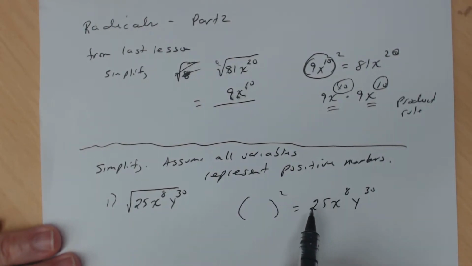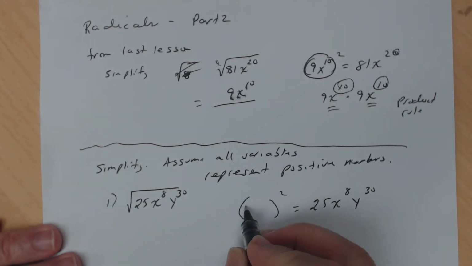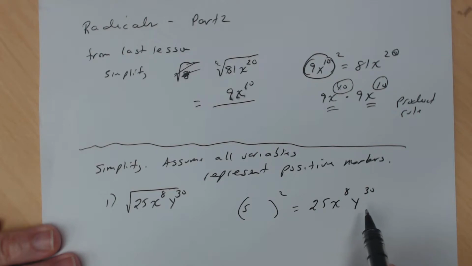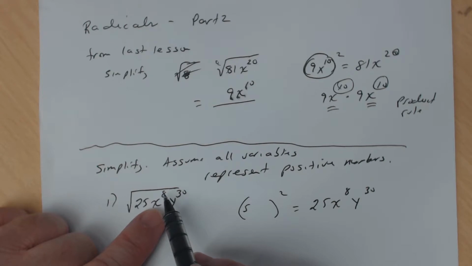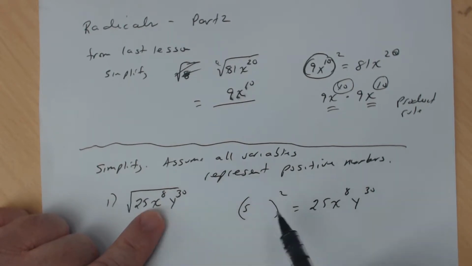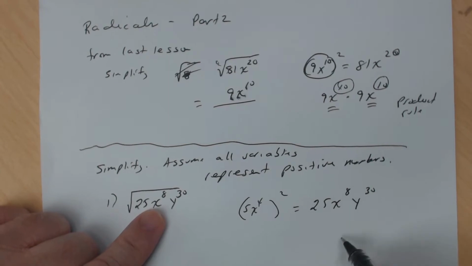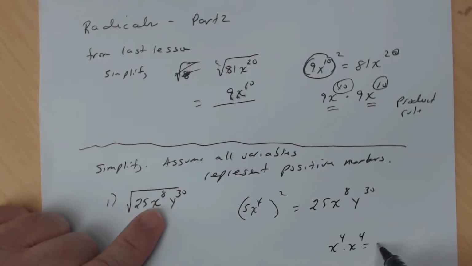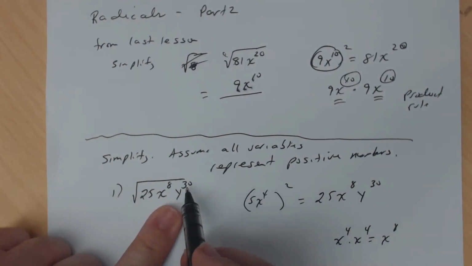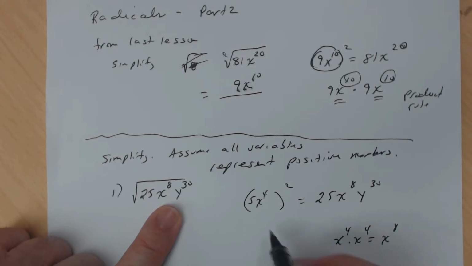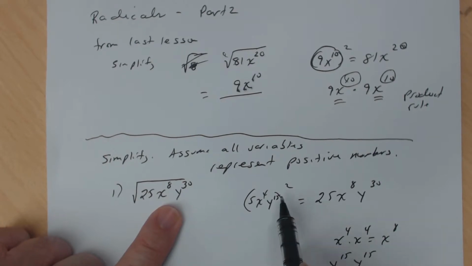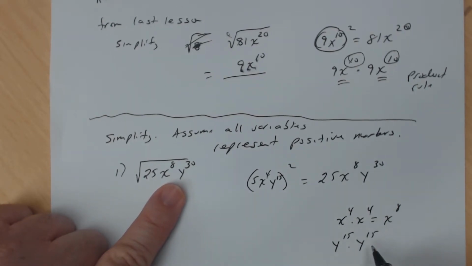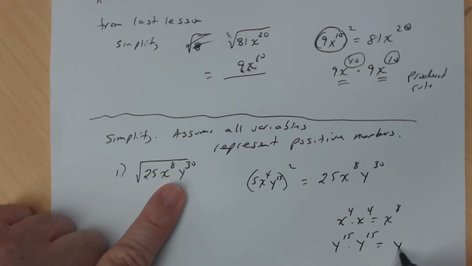The 25 is easy, because we all know that 5 times 5 is 25, so 5 needs to go here. For x to the 8th and y to the 30th, just think about what we did. My exponent's 8, my index is 2, so 8 divided by 2 is 4, so let's see if 4 works. x to the 4th times x to the 4th is x to the 8th. When you multiply like bases, you add exponents. Now y to the 30th: 30 divided by 2 is 15, so let's see if y to the 15th works. y to the 15th times y to the 15th, because I'm squaring it, or multiplying it by itself. When I multiply like bases, I add exponents, and it's y to the 30th.